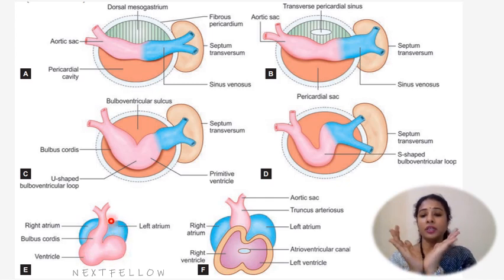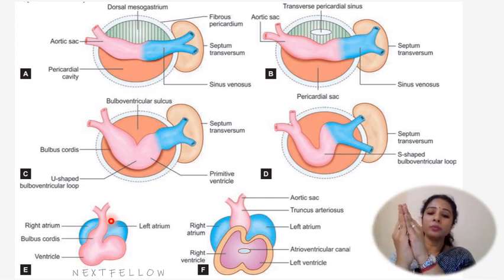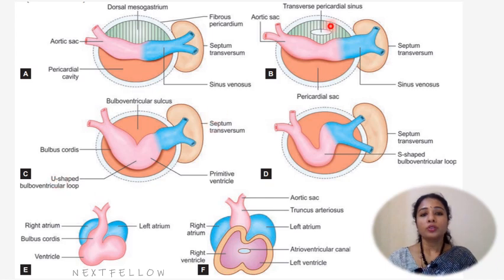Initially the tube is like this. This is the anterior end, this is the posterior end. Slowly the heart tube will approximate like this. Each end will approximate and form a complete heart tube like this. Because of the looping of the heart tube, the caudal sinus or the venous end turns posteriorly.